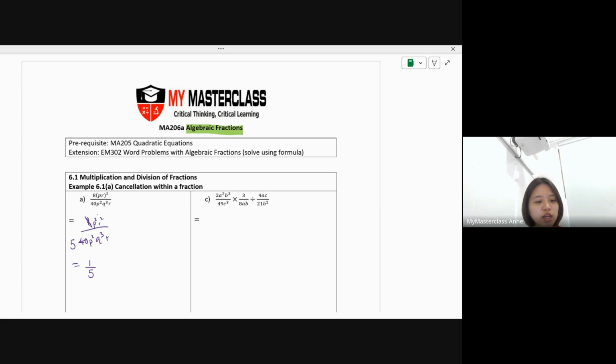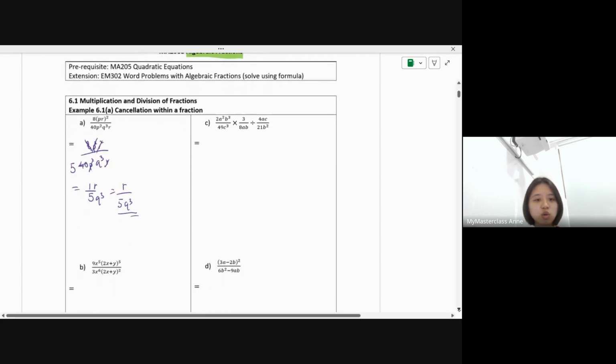p² and p² cancel out. r² and r, I get r here, and then q. The 1, we don't write it as 1, we just write q. This is your answer. Now look at the second question.